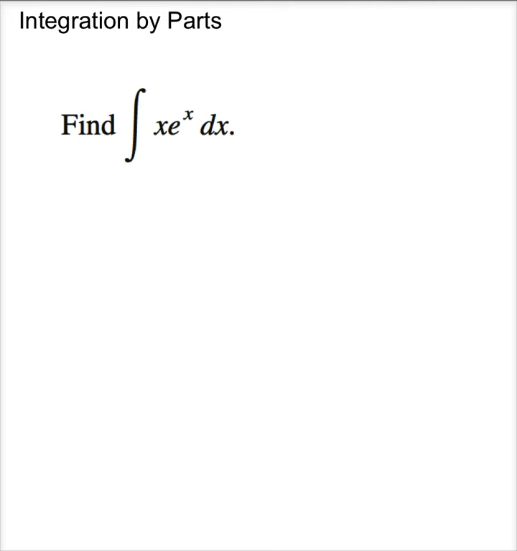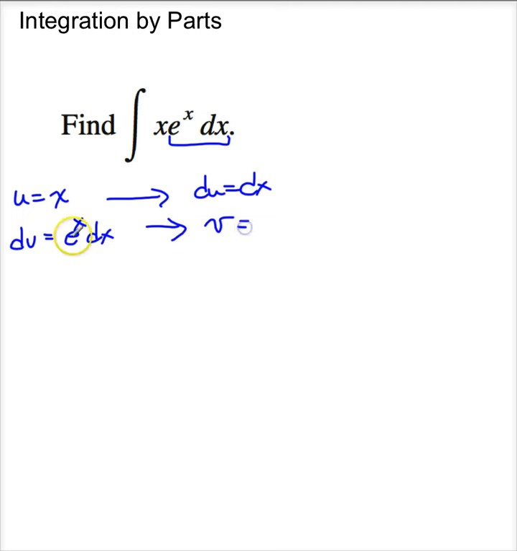Let's look at a classic example of why you would use integration by parts. The integral of x e to the x dx. Now, in this case, let's let u equal x, and dv is e to the x dx. Well, du is just dx, and v is going to be the integration of this, which is just e to the x. Now don't worry about your plus c's. Those will come into play later. So that's the first step.